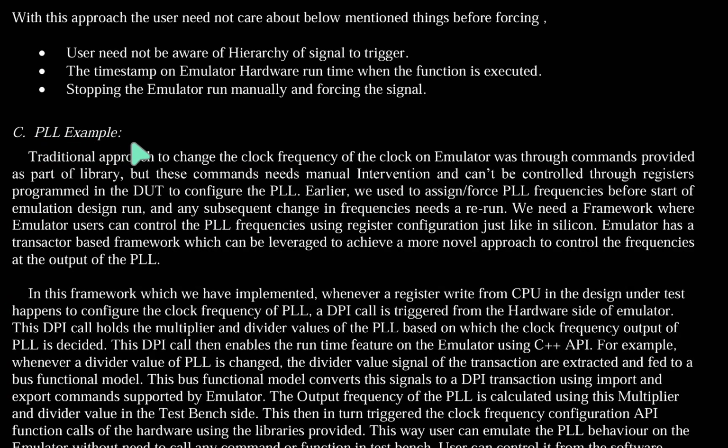C. Parallel example. The traditional approach to change the clock frequency of a clock in the emulator was through commands provided as part of the library. But these commands need manual intervention and cannot be controlled through registers programmed in the DUT to configure the PLL. Earlier, we used to assign and force PLL frequencies before the start of the emulation design run, and any subsequent change in the frequencies needs a rerun.